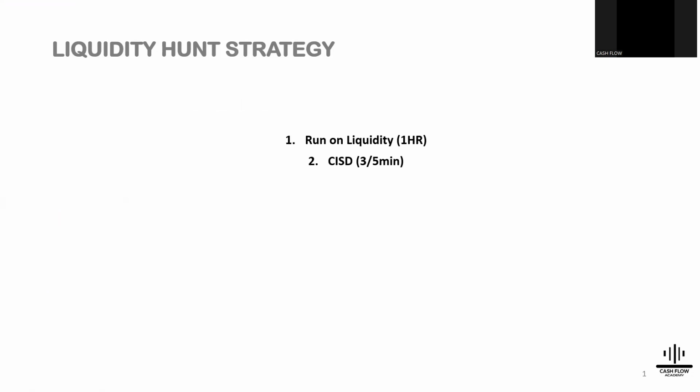All right, so I'm going to give you guys a very, very simple strategy that requires no bias and it's very easy and highly profitable. It just requires two steps. The first step is a run on liquidity, which you want to see in the 1 hour time frame. And then the second is the change in state of delivery in either the 5 minute or 3 minute time frame. Now, this strategy works across all asset classes. It works in the crypto market, the commodity market, the forex market, and the indices market. All right, let's get right into it.